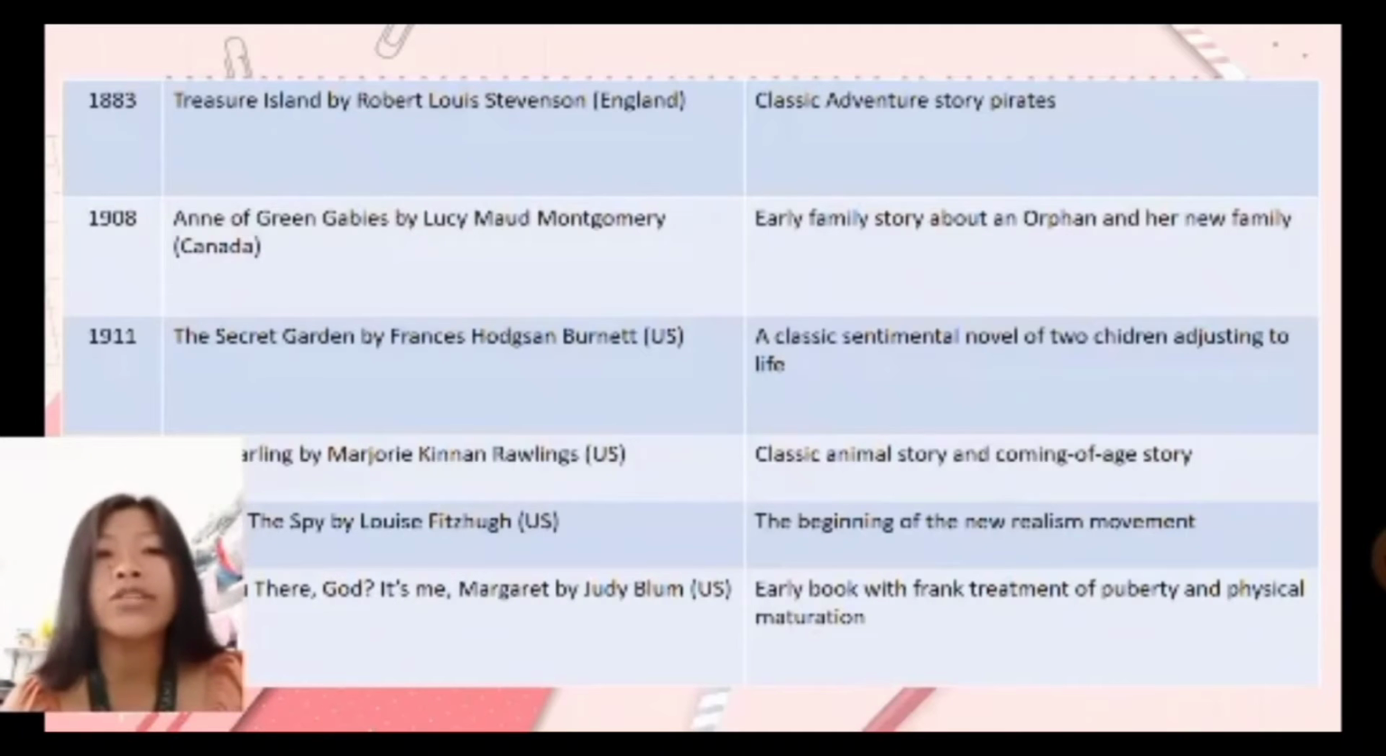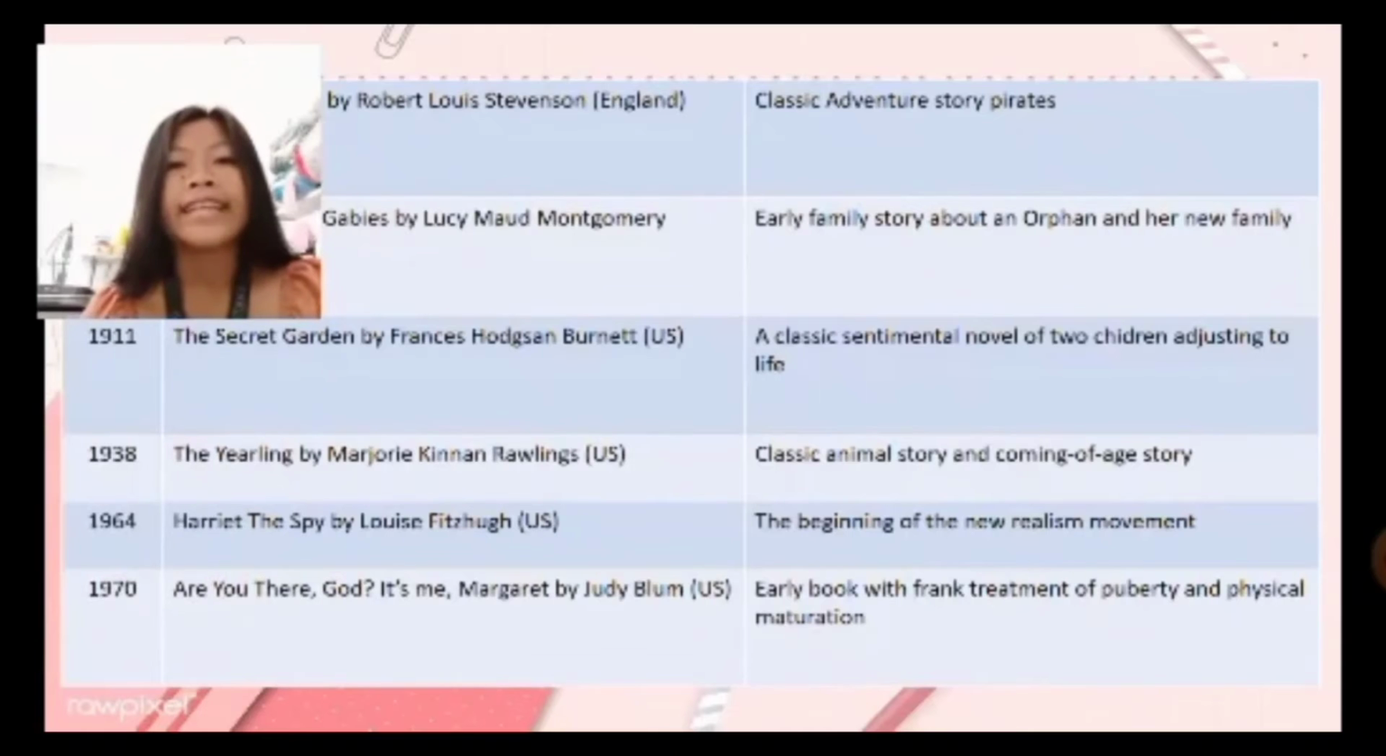1911, The Secret Garden by Frances Hodgson Burnett, US. A classic sentimental novel of two children adjusting to life. 1938, The Yearling by Marjorie Kinnan Rawlings, US. Classic animal story and coming of age story. 1964, Harriet the Spy by Louise Fitzhugh, US. The beginning of the new realism movement.